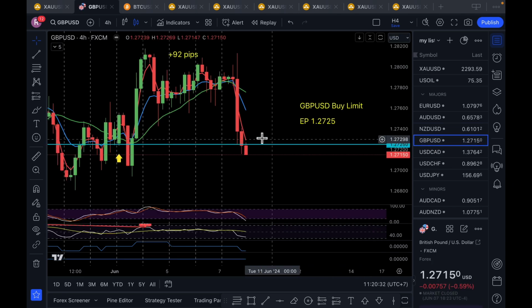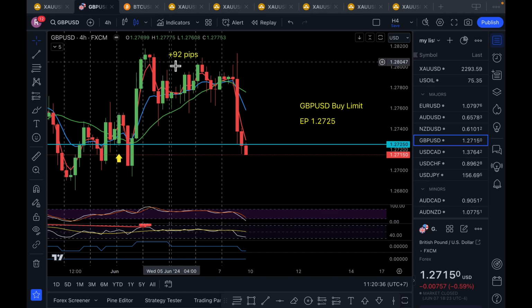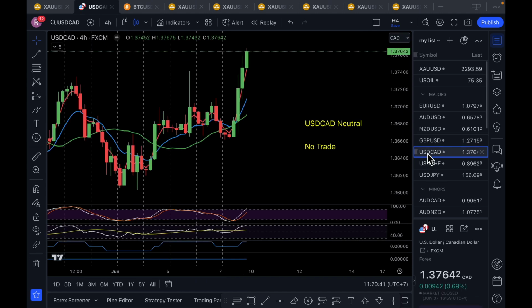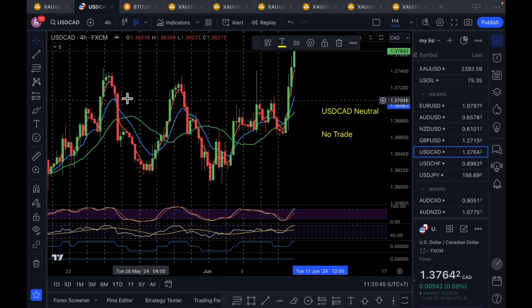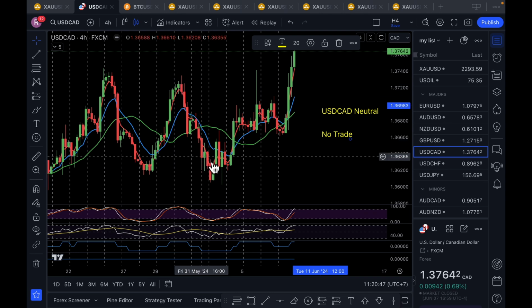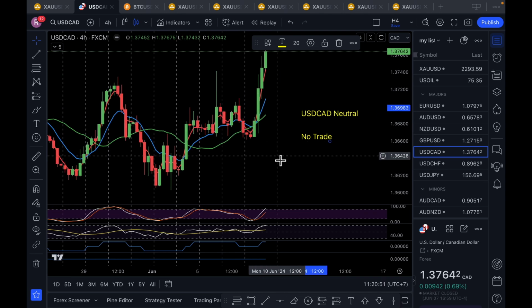The Pound-US, this one did execute. The pending order, the buy limit opened and gave us a grand total of 92 pips. The USD CAD was no trade, neutral. As you can see, it's just a lot of whipsaw action, up and down, up and down, up. And then, of course, all of this was from the non-farm payrolls.